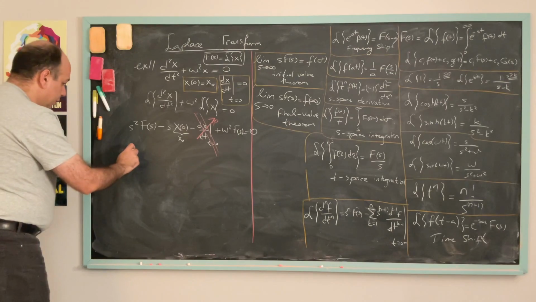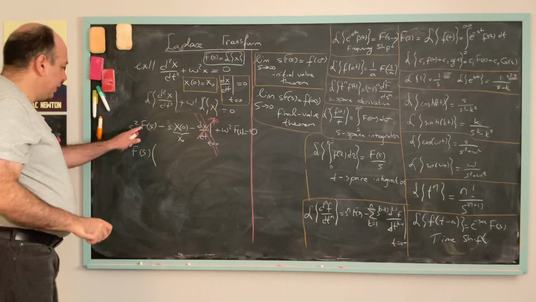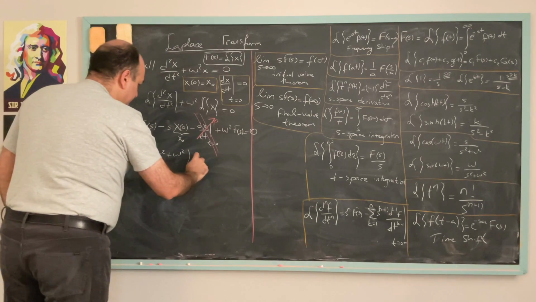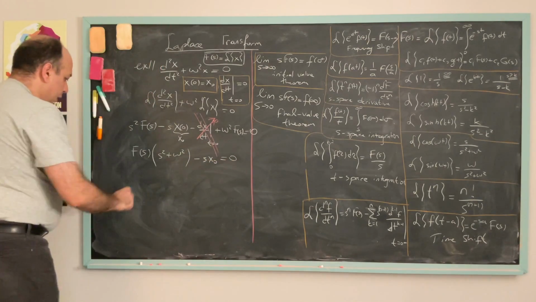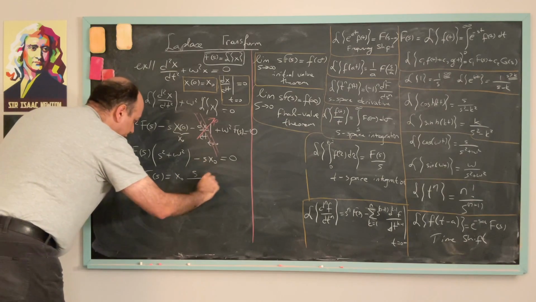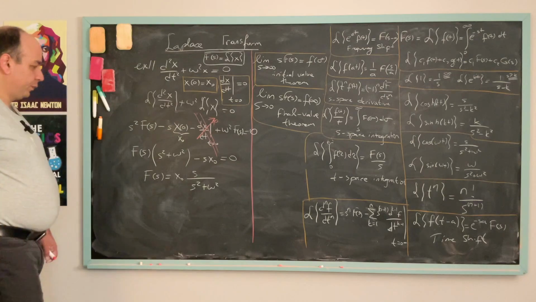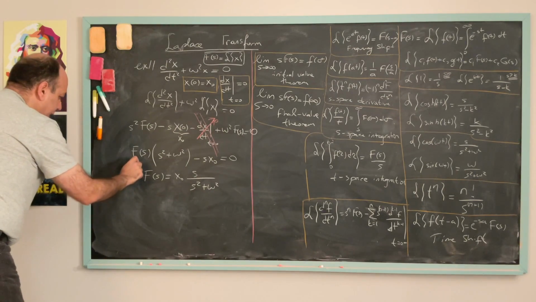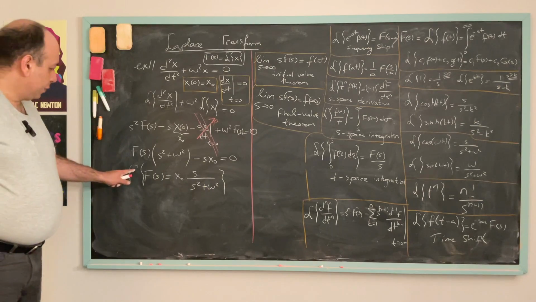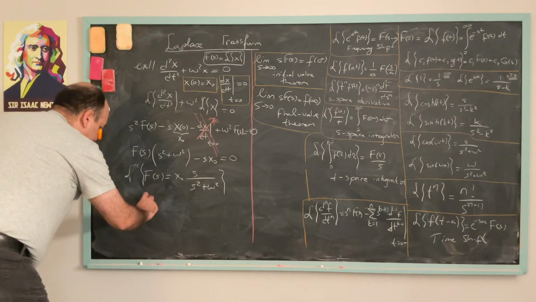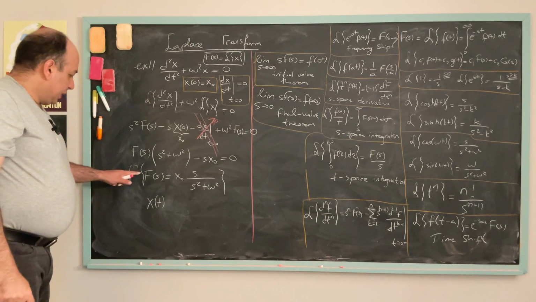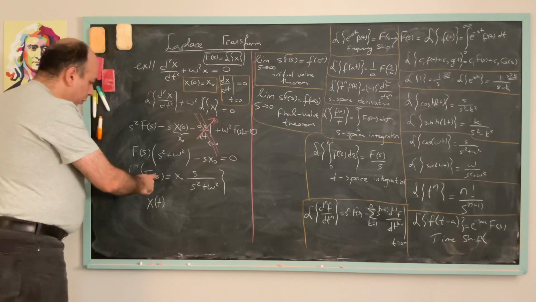So let's write it down again. If I take f of s terms, I have s squared plus omega squared, right? Then minus s times x naught, which is equal to 0. So f of s is simply given as x naught times s over s squared plus omega squared. Okay? So at this point we apply the inverse transform. The inverse transform of f of s is simply x of t, because the Laplace transform of x is f, and the inverse transform of f is simply x. Okay? So we go back to the t space.